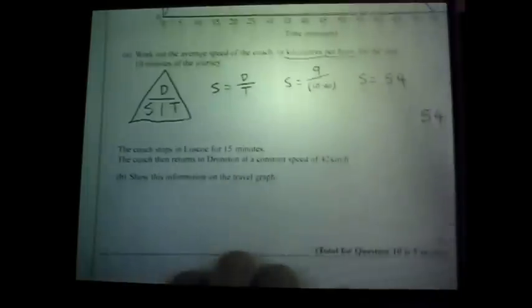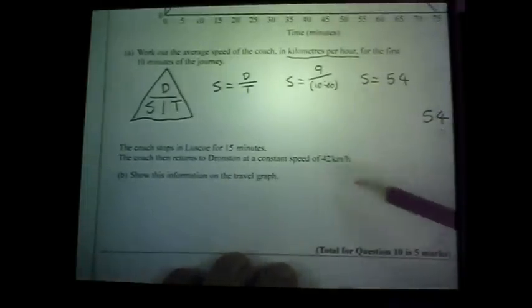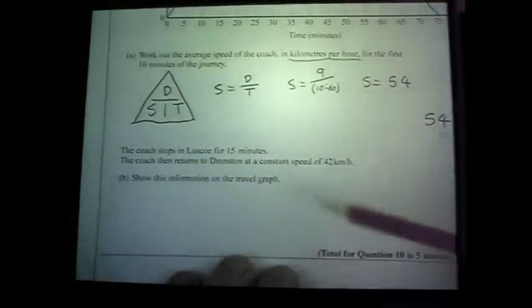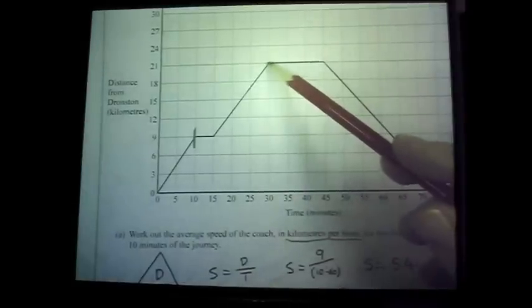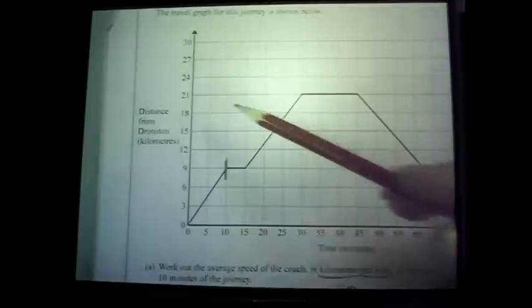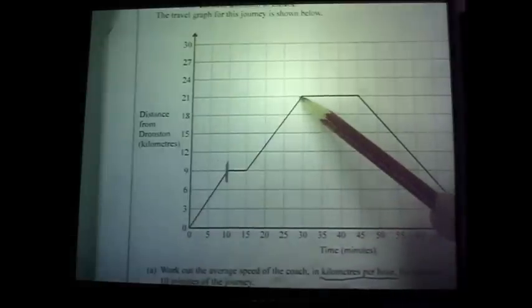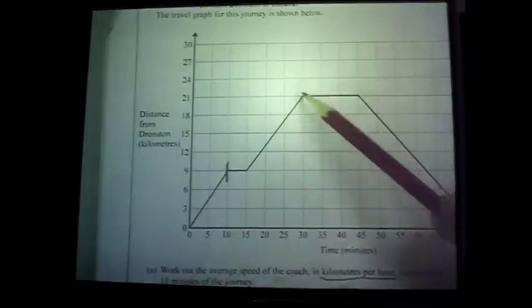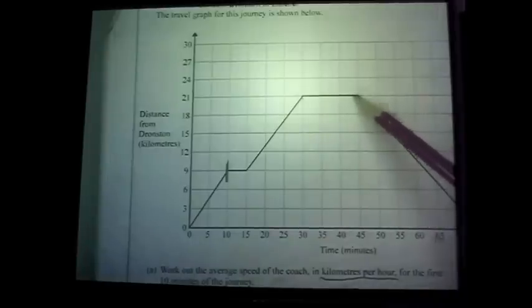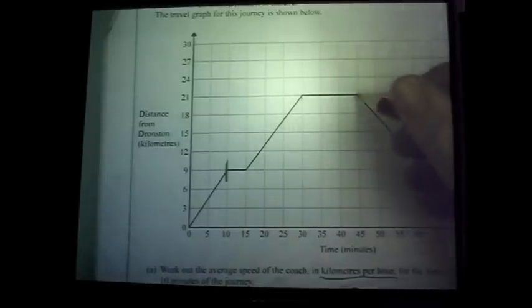The last bit I'll read out, you've got to finish the graph. So the coach stops in Lusco for 15 minutes. So we got up to here. So if it stops for 15 minutes, think of it this way. This is the distance away from its origin, which was Dronston. So it's not going to move because it's resting. So for 15 minutes, it's going to stay there. And each one of these down here is 5 minutes. So that's why it goes to 15. It stays still for 15 minutes.